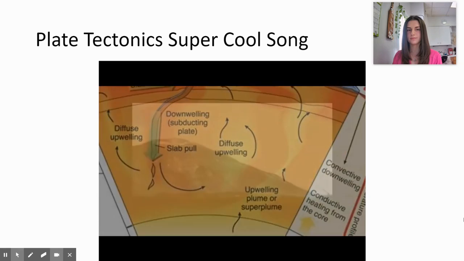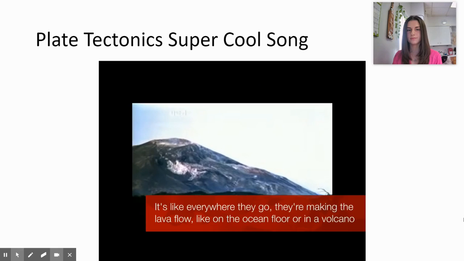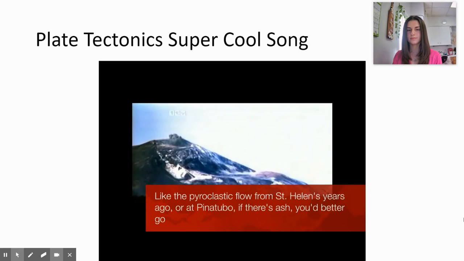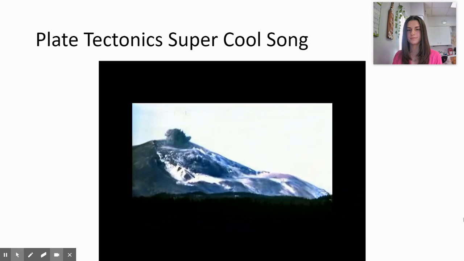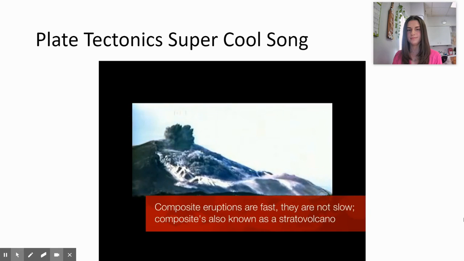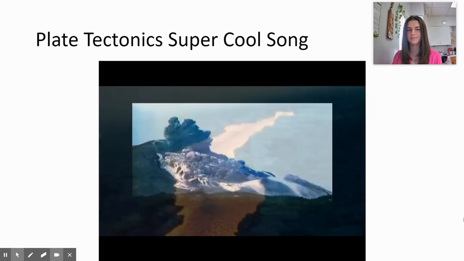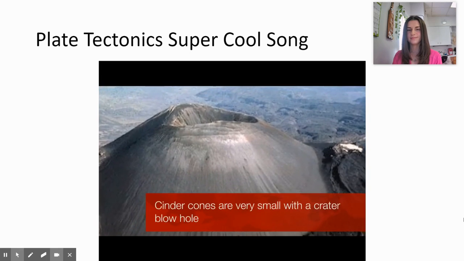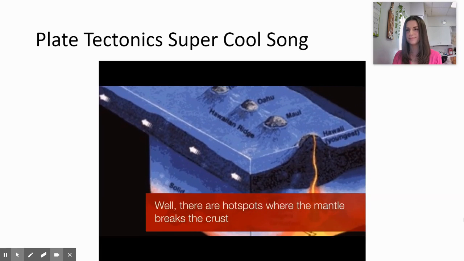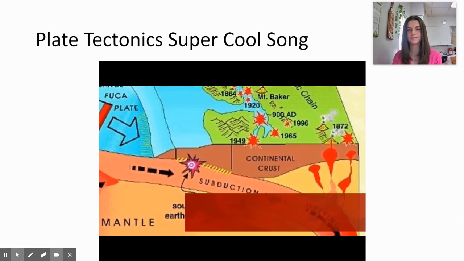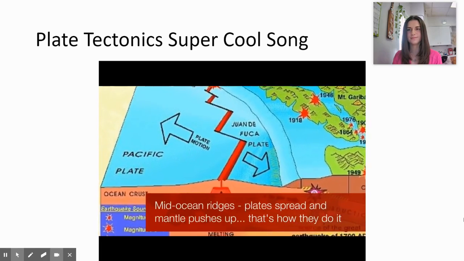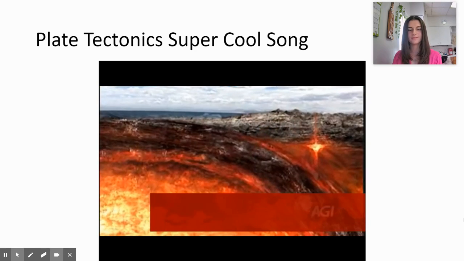Plate tectonics, like everywhere they go, they're making the lava flow, like on the ocean floor or in a volcano, like the pyroclastic flow from St. Helens years ago, or at Pinatubo. If there's ash, you better go. Composite eruptions are fast, they are not slow. Composites, also known as a stratovolcano. Mauna Loa is a shield with a slower lava flow. Cinder cones are very small with a crater blowhole, where there are hot spots where the mantle breaks the crust and there's subduction, where you can get a megathrust. Mid-ocean ridges, that's where the mantle pushes up, that's how they do it.